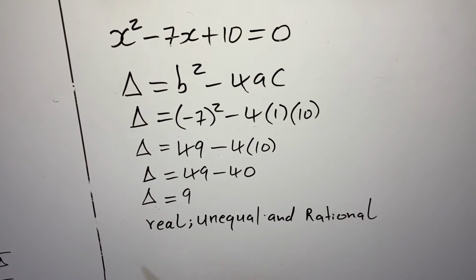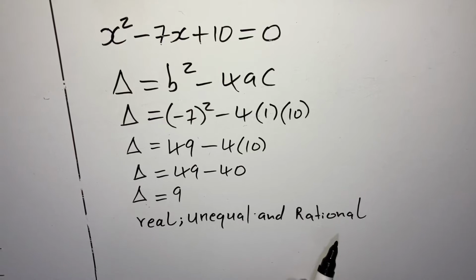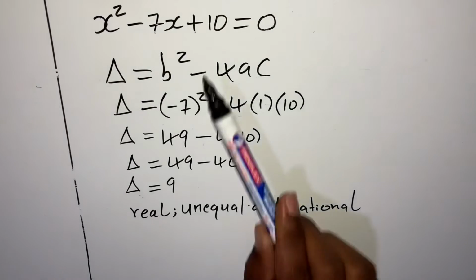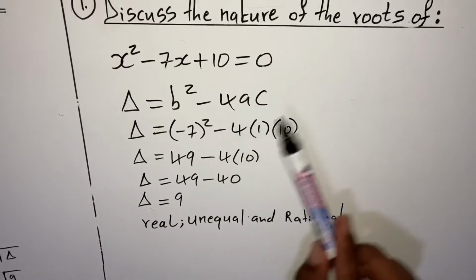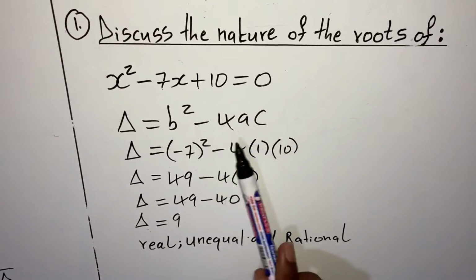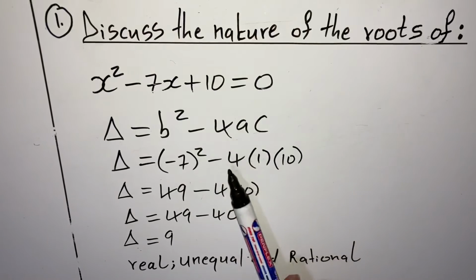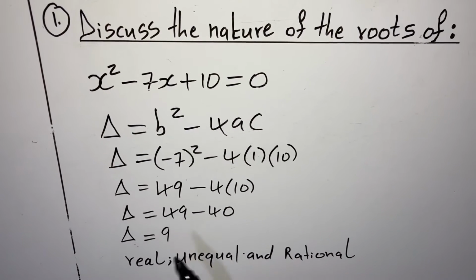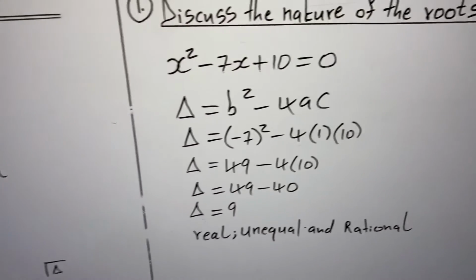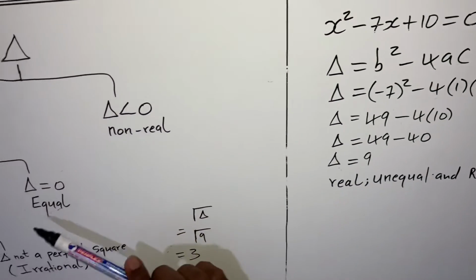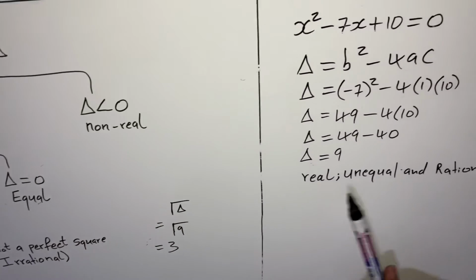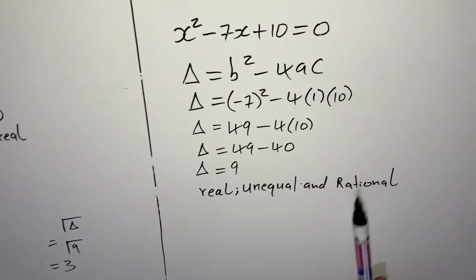So, with this, I've concluded. I'm done. Since the instruction was to discuss the nature of the roots, you firstly find your delta using the formula, substitute, then also find your delta. Then you take your delta, you'll then refer to your diagram to write these comments that you wrote here, which is real, unequal, and rational.